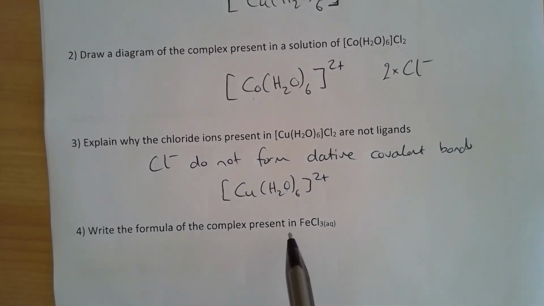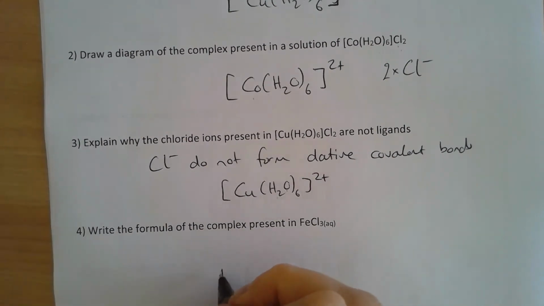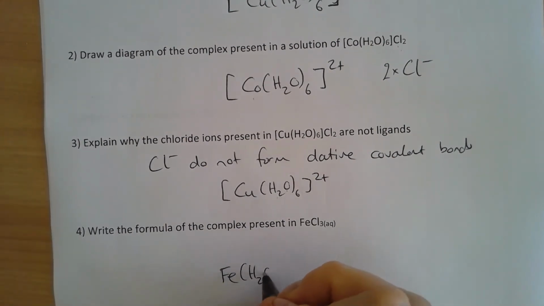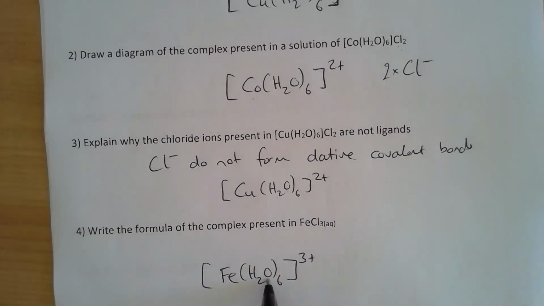And the formula of the complex present in FeCl3 is Fe(H2O)6, and so that's the hexa-aqua iron 3+ ion. So how do I know it's 3+? We've got 3 chloride ions, so the ion must have a 3+ charge. The water ligands are neutral, so that 3+ charge is due simply to the iron.